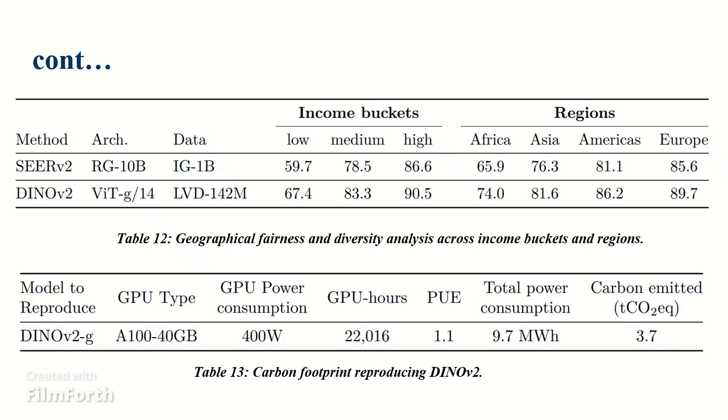Now let's look closer at table 12, which breaks down geographical fairness and diversity. You can see the accuracy numbers for this model and DINO version 2 across different income buckets: low, medium, high. Now notice that the DINO version 2 numbers are higher in every column, but pay attention to the gap, 67.4% accuracy for low income and jumping to 90.5% for high income. That's the 32-point gap we mentioned earlier.